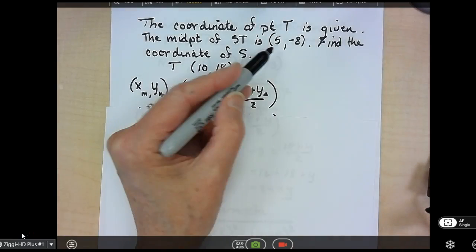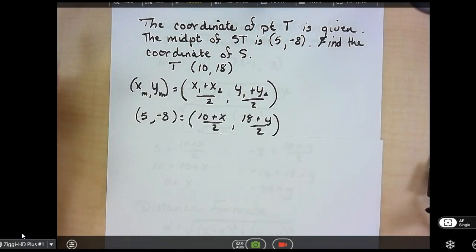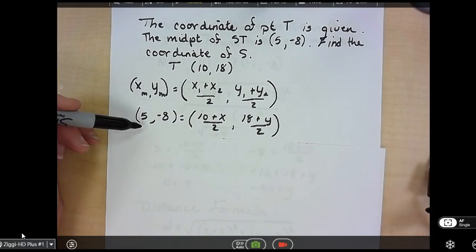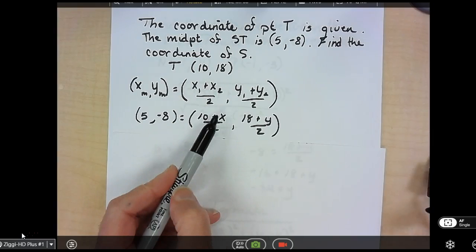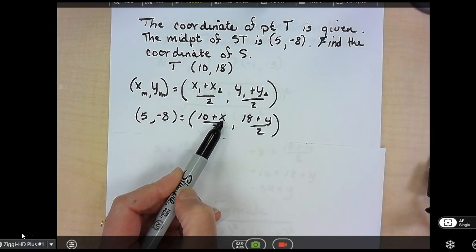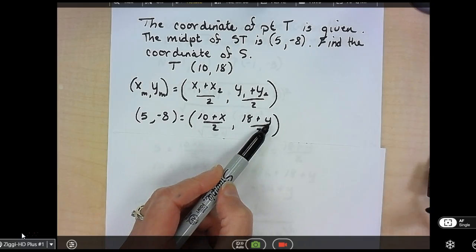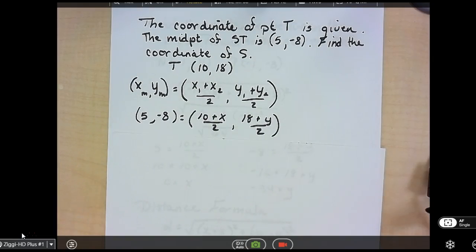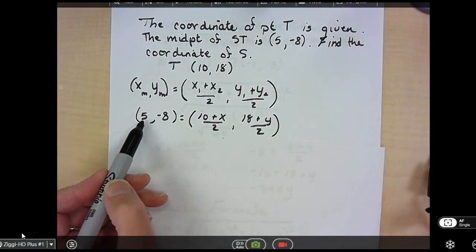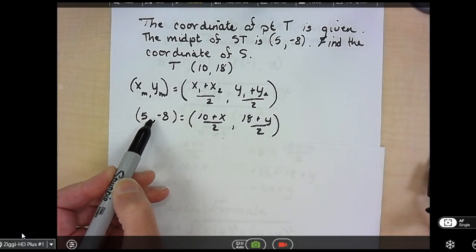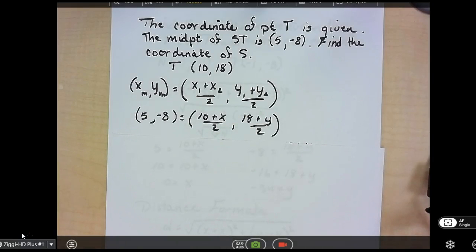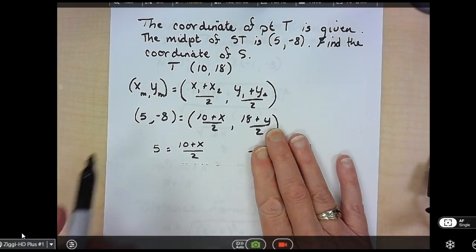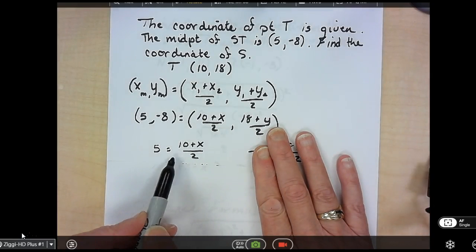So we know the midpoint is (5, -8). So we plug that in, because that was where our midpoint was. Our x value, the only one we had was 10. We don't have the other point of S yet. We have 18. We don't have y from our S yet. So we have to take that and set it up in our equation. So now I know that the x value here, 5, has to be 10 plus x divided by 2. And so I'm going to go 10 plus x divided by 2 equals 5.